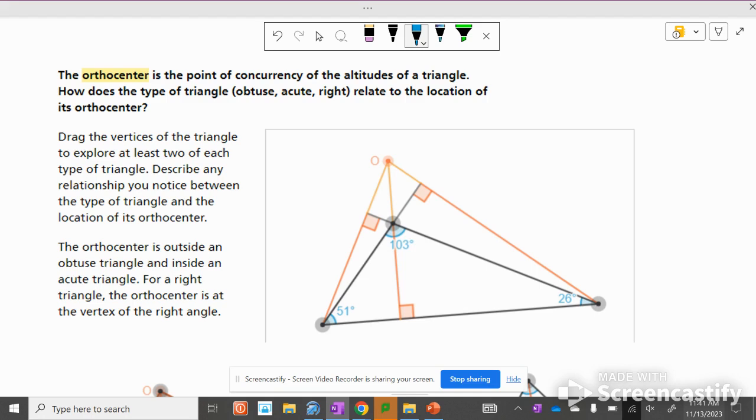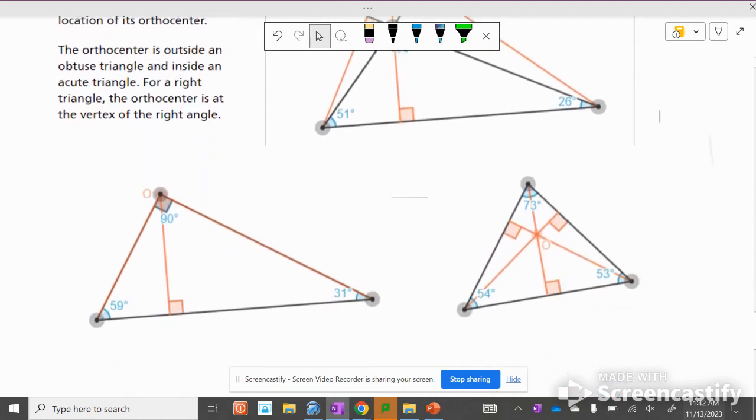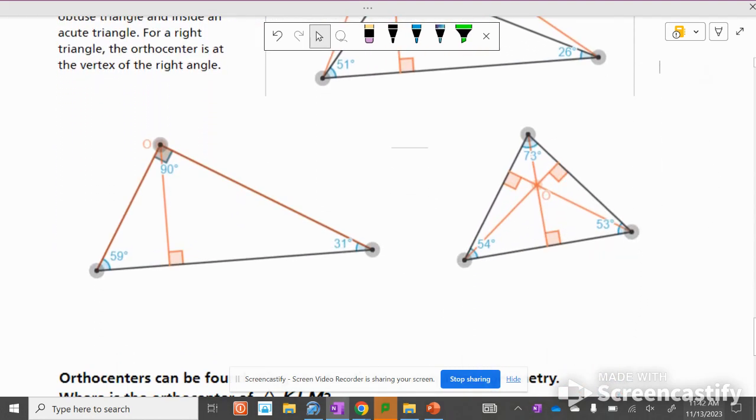Now, if you extend those lines further till they all meet, where's the orthocenter for an obtuse triangle? Outside. Okay? So for an obtuse triangle, it's outside, just like a circumcenter was outside. An orthocenter will be outside as well. Okay? An orthocenter, where the three altitudes meet.